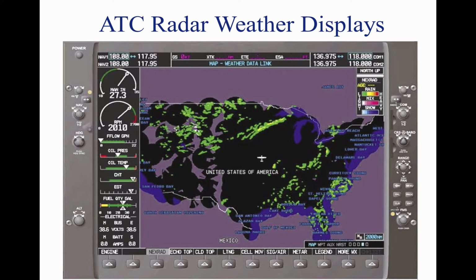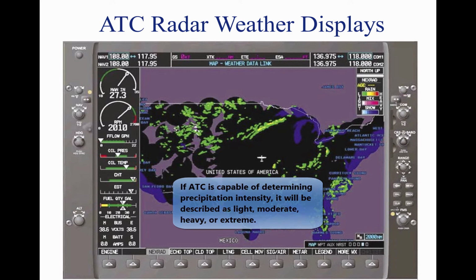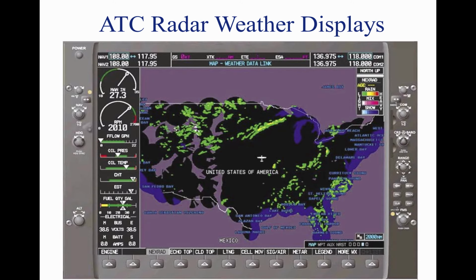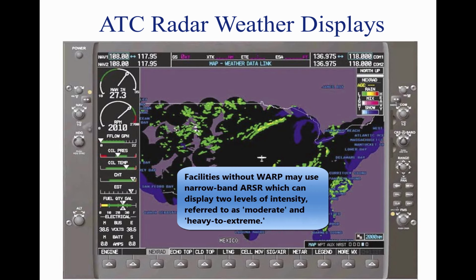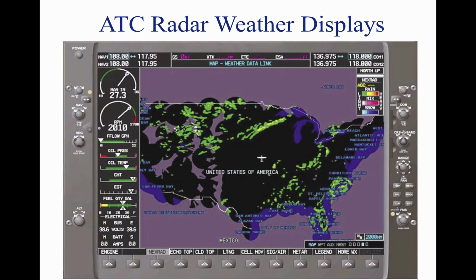All ATC facilities using radar weather processors with the ability to determine precipitation intensity describe the intensity to pilots as light, moderate, heavy, or extreme. When the WARP is not available, a second system, the Narrowband Air Route Surveillance Radar, ARSR, can display two distinct levels of precipitation intensity that will be described to pilots as moderate and heavy to extreme.